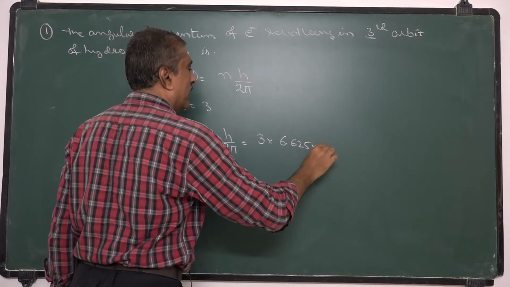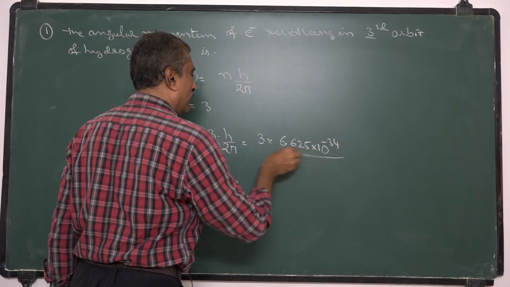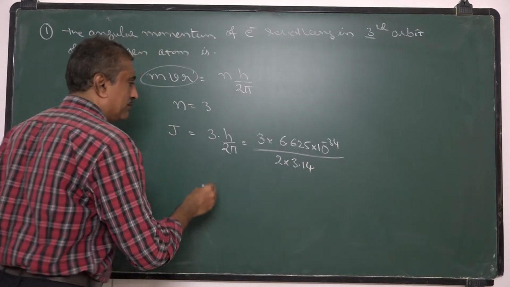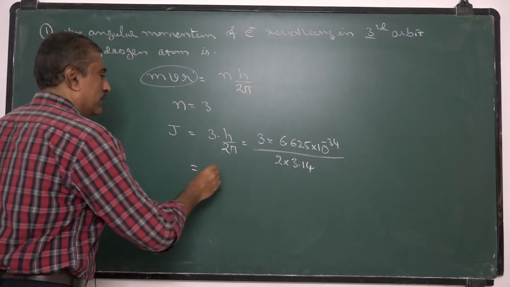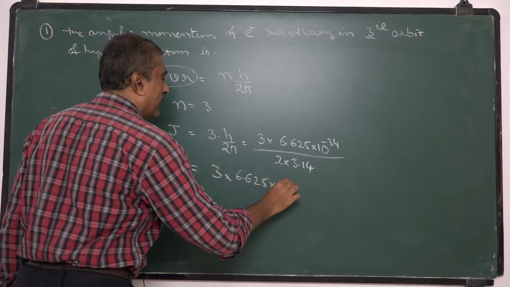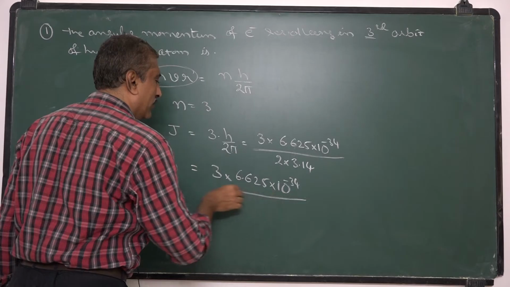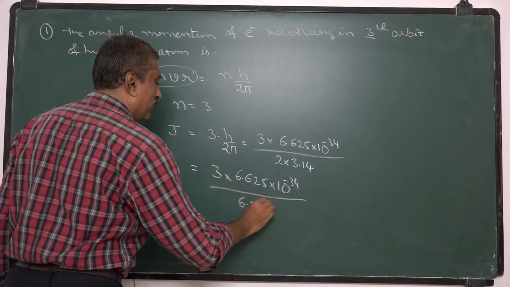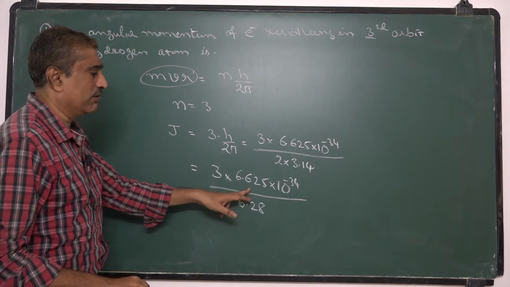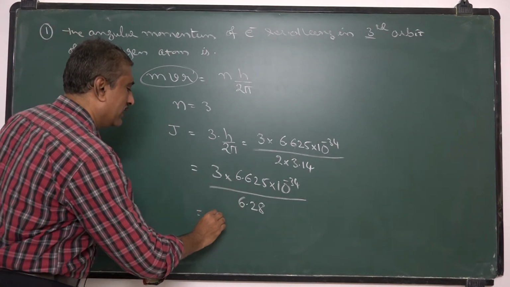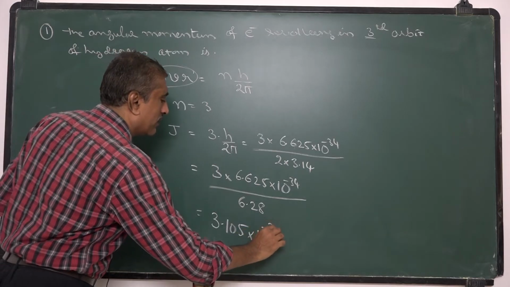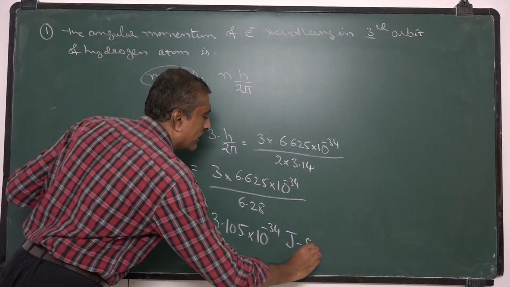6.625 10 power minus 34 by 2 into 3.14, that is 3 into 6.625 10 power minus 34 by, it is 6.28. So if you take these two as approximately equal to 1, then we will get 3.105 10 power minus 34 joule second.